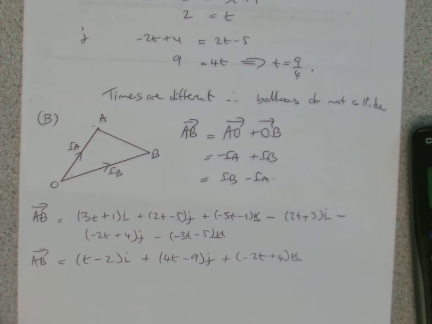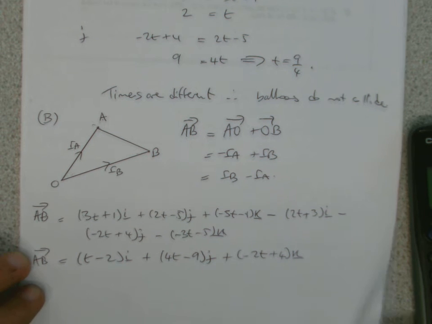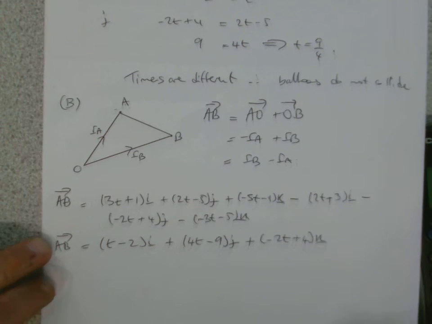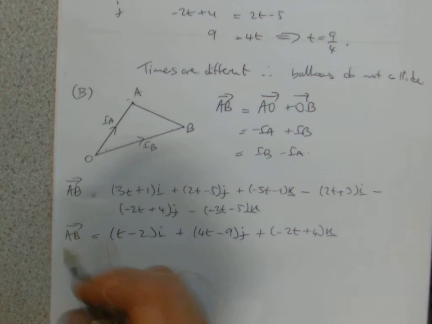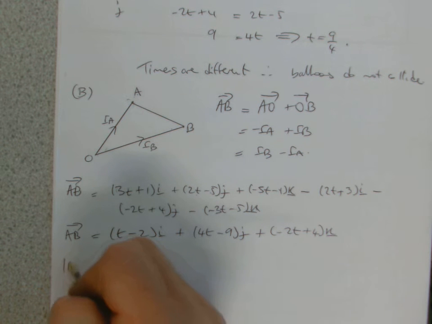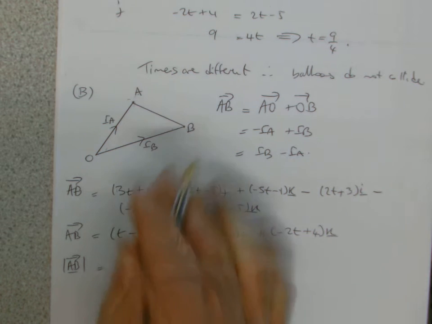Now we're interested, as I said, in the distance AB, and we want when the distance is at its least. When the distance is at its least is when they're closest together. So to get the distance, we need to find the size of this, don't we? So we need to take the modulus of it to get the actual size of it. So we take the mod of it.